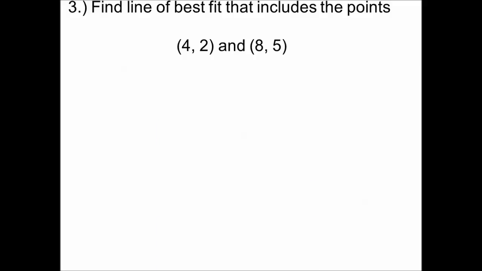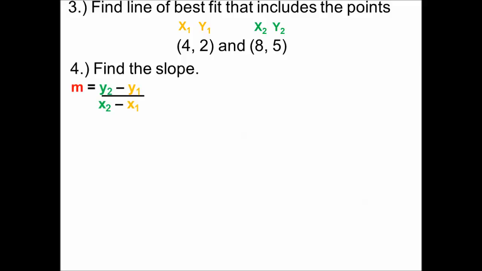So if we have these points (4, 2) and (8, 5), we need to label these as x1 and y1, x2 and y2. And then we're going to go through and solve for slope, just like we've already done in these notes. So we're going to use our equation that m is equal to y2 minus y1 over x2 minus x1. So we start plugging in our units. So y2 was 5, minus y1 is 2, our x2 value is 8, and our x1 value of 4.